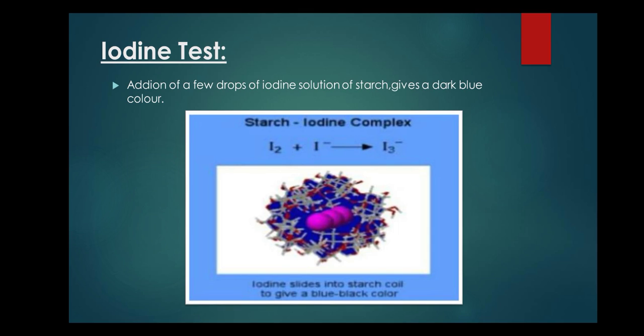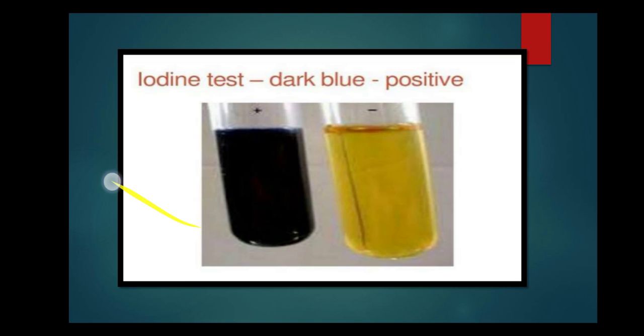Iodine test. Addition of a few drops of iodine solution to starch gives a dark blue color. As you can see in this picture, a dark blue color indicates the test is positive, or that starch is present in the solution.